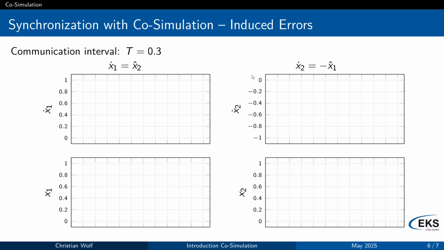x2 hat and x1 hat are nothing more than the estimation due to this communication delay, or it's not really a delay, but a discretization. And the hats, x1 hat and x2 hat, are these quantized and discretized values of x1 and x2. Let's have a look at how this works.